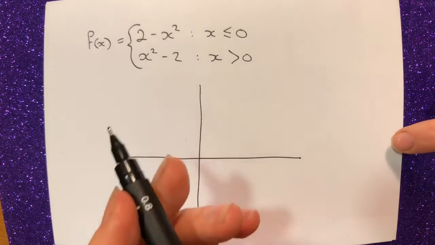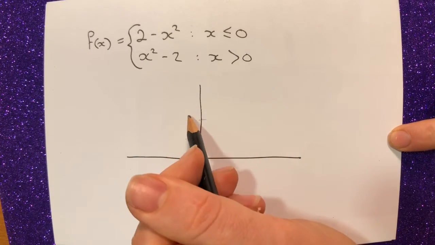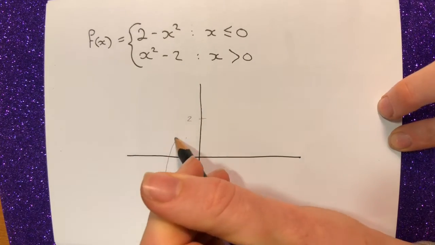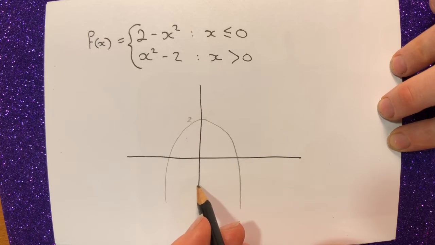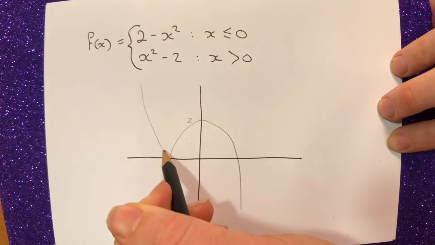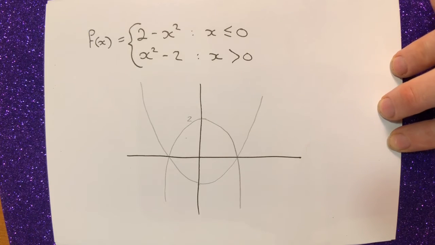2 minus x squared, you should use a pencil, just told you that, starts at 2 and is a frowning parabola, no horizontal shift, pretty much straightforward. X squared minus 2 is a smiling parabola, come down 2. Since they're pretty much the same defined function, you'll see that they have the same x-intercepts.